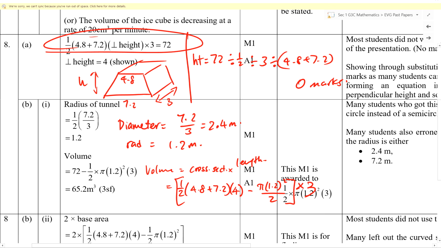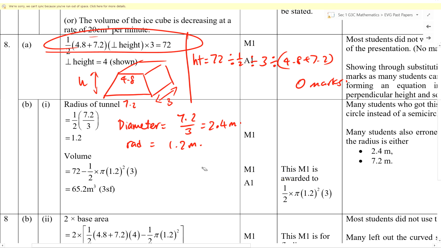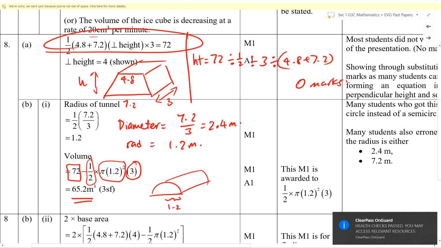So that's one way to do it. The other way is faster. How is it faster? Because we were already given that the volume of that trapezoidal prism is 72. So we just need to take 72 and carve out this half of a cylinder, which has a radius of 1.2. So half of a semicircle times the length gives us 65.2.